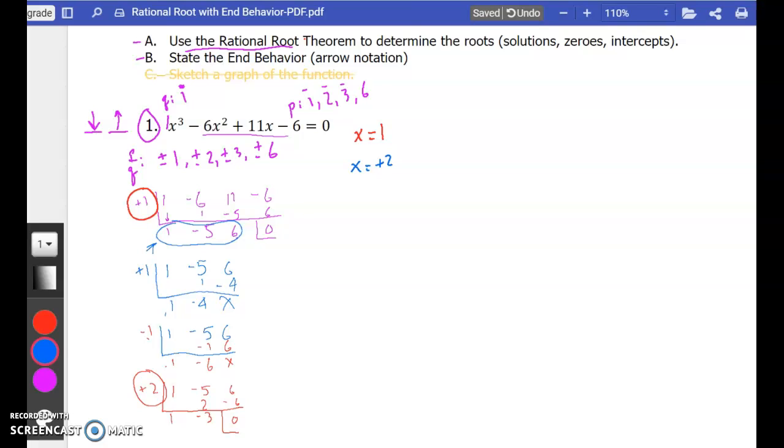I can now take 1 and negative 3. That is 1x minus 3. I set that equal to 0. I add 3 to both sides. So I have x equals 3. So my last root is x equals 3. So those are my roots. Done with that problem.